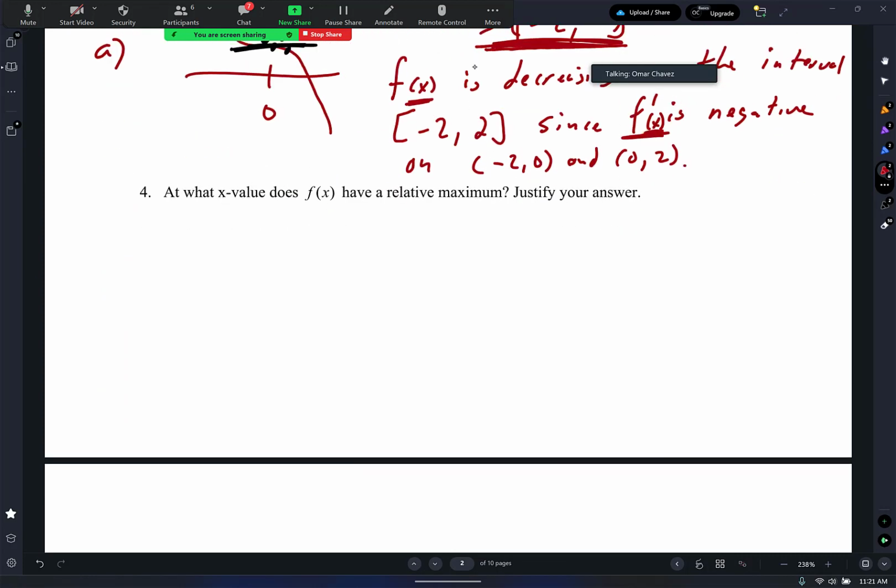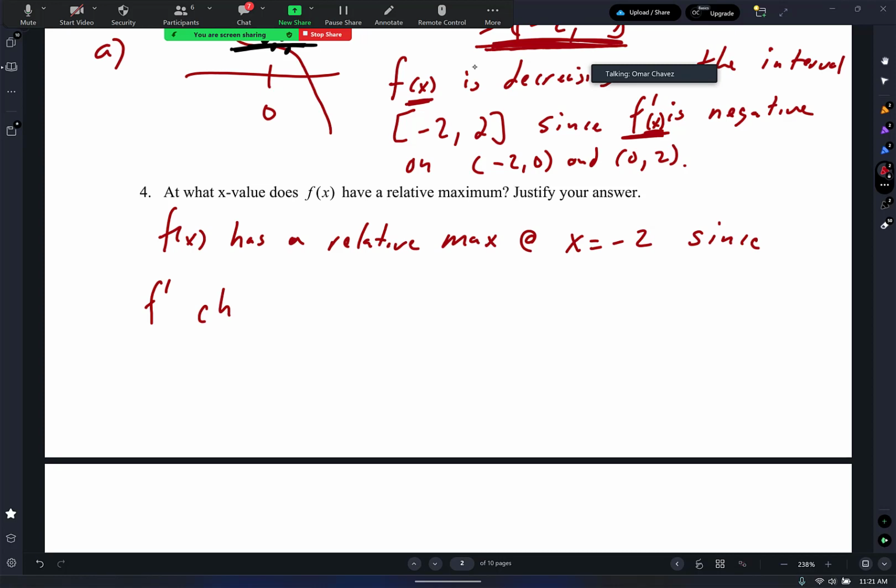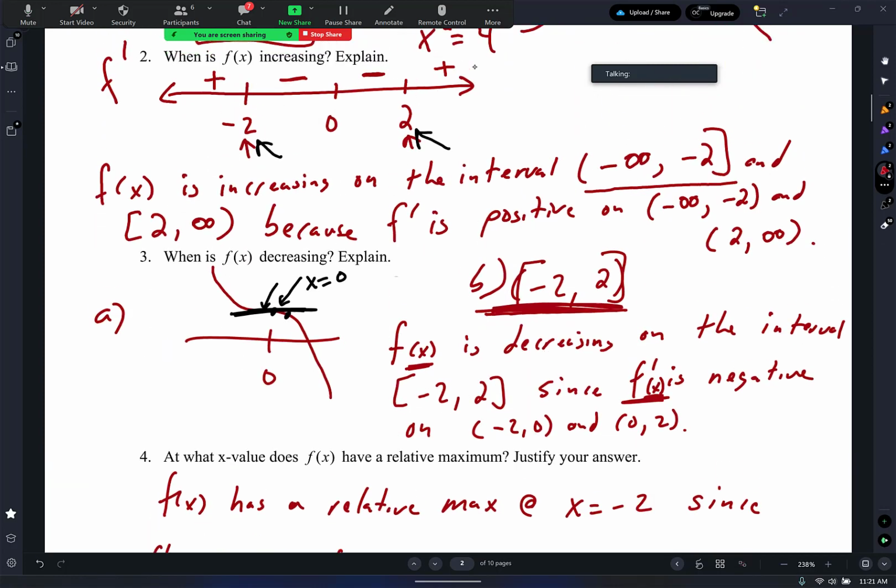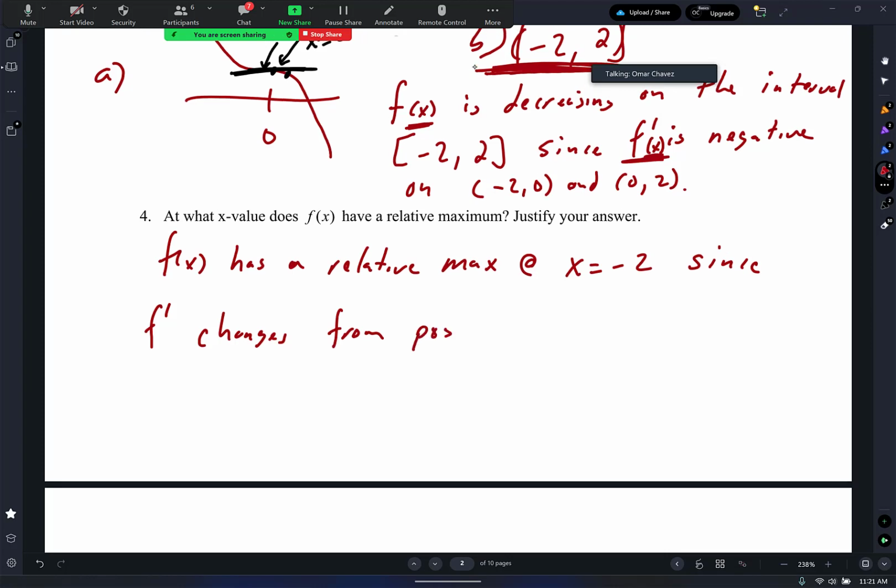So I'm going to write f of x has a relative max at x equals -2 since f prime changes from positive to negative at x equals -2. And I know it sounds silly to restate it again, but just state it again. It's not a big deal.